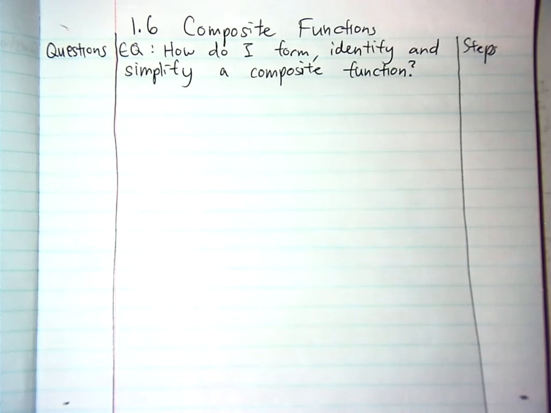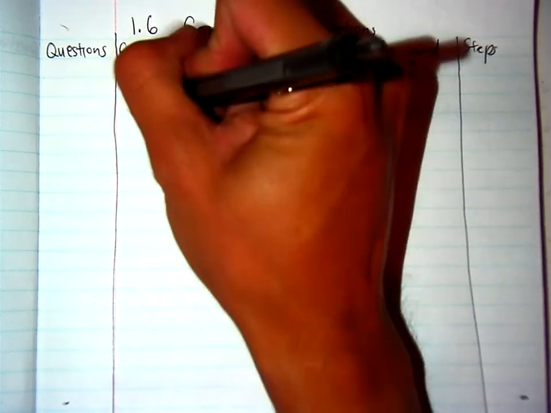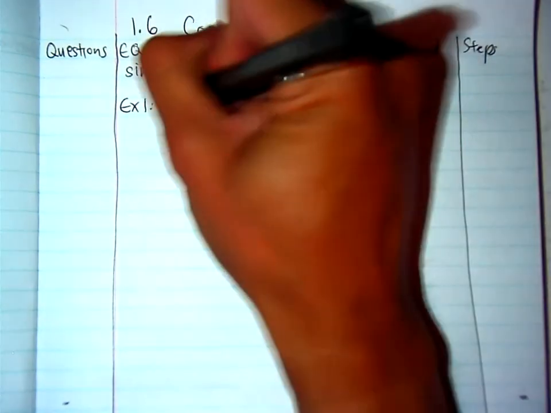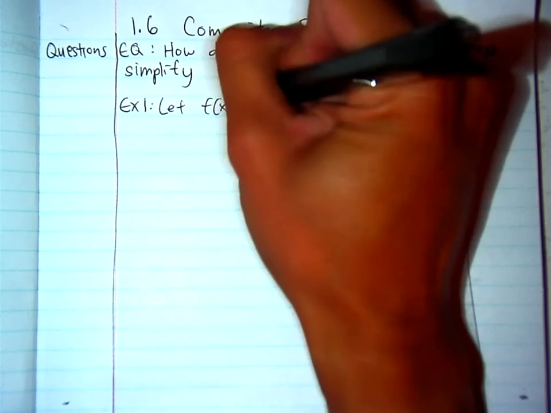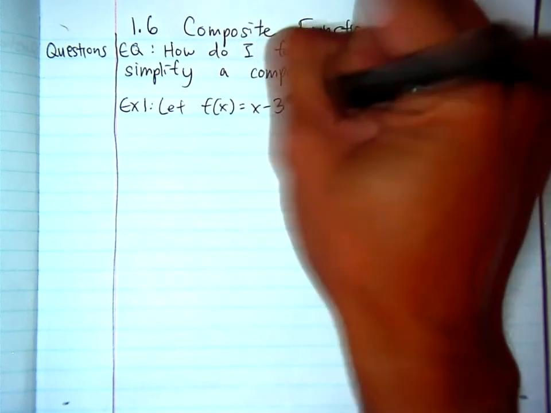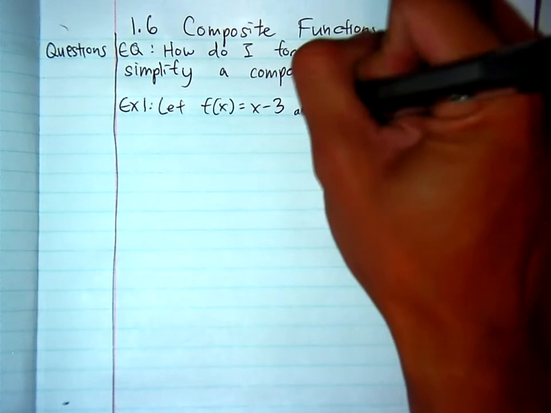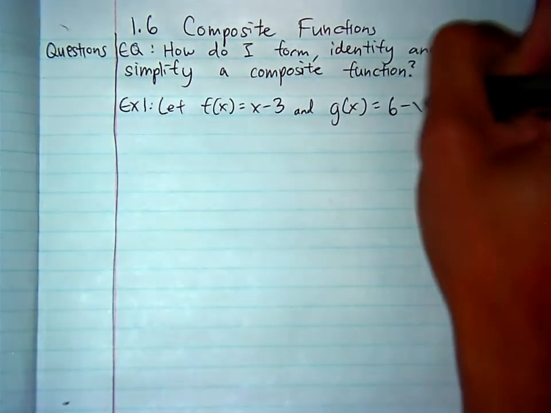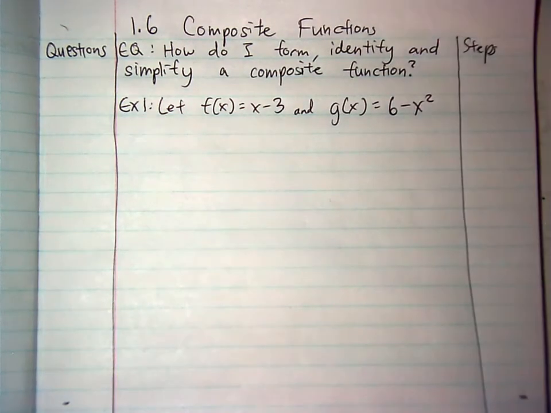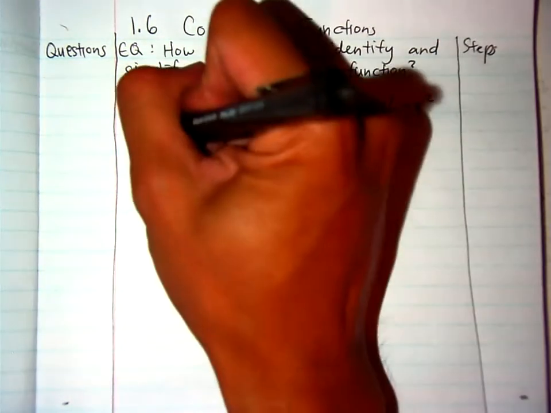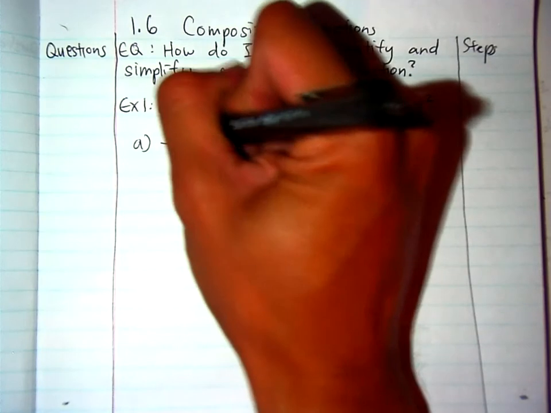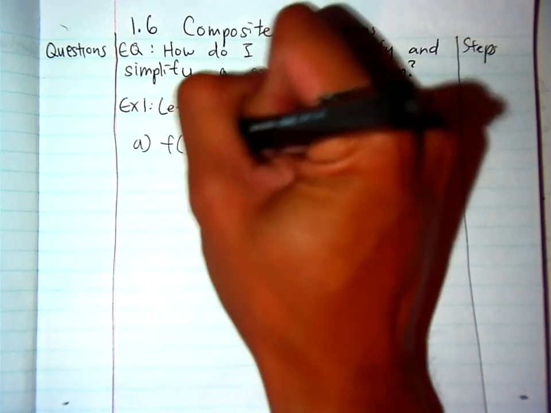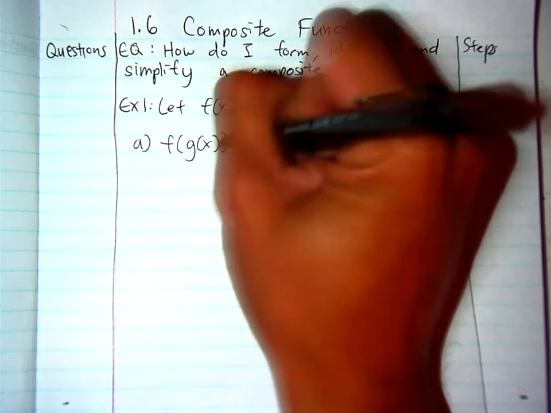Okay, so the first example is: I'm going to let f of x be x minus 3 and g of x be 6 minus x squared. And I'm going to find the following. A, I'm going to find f of g of x.